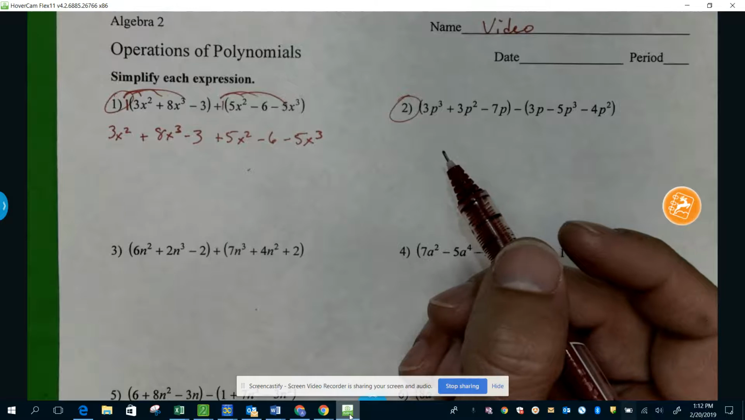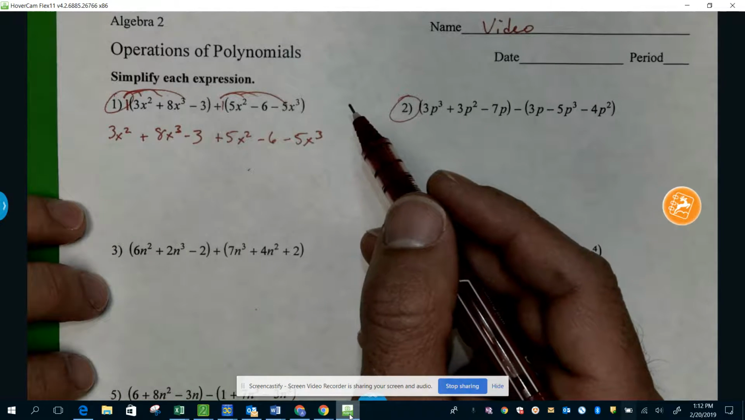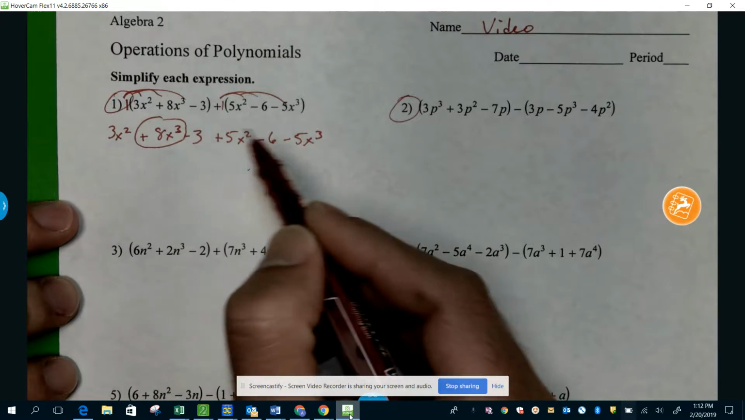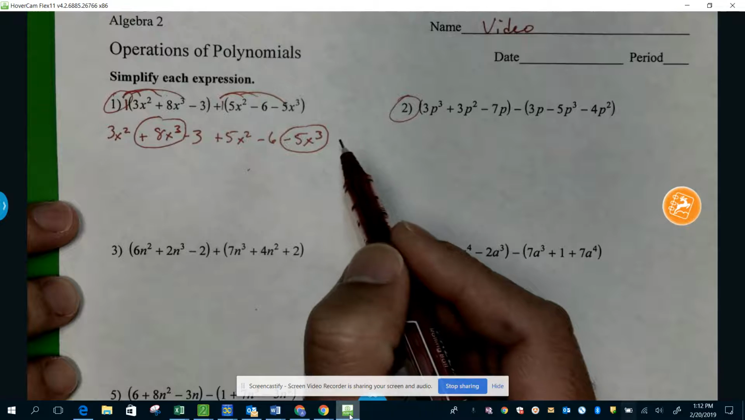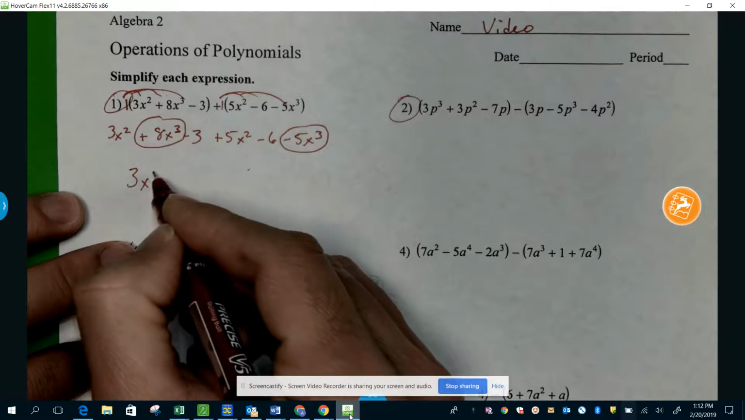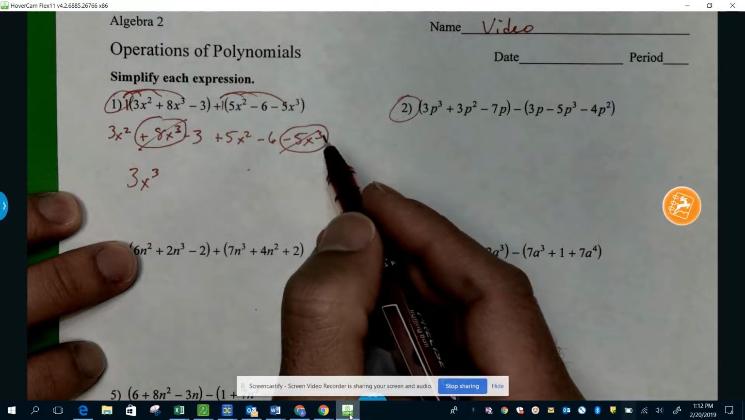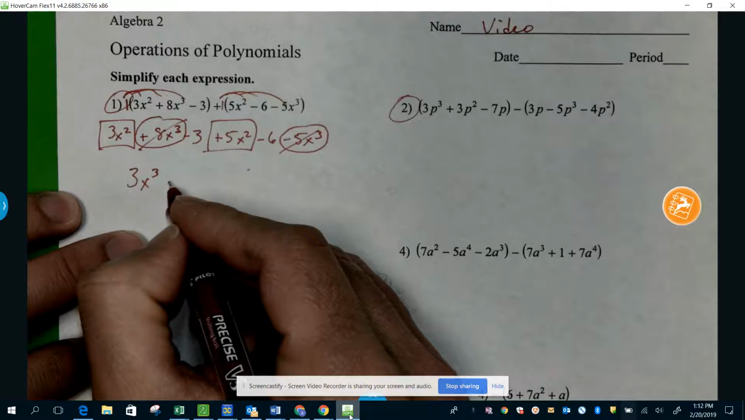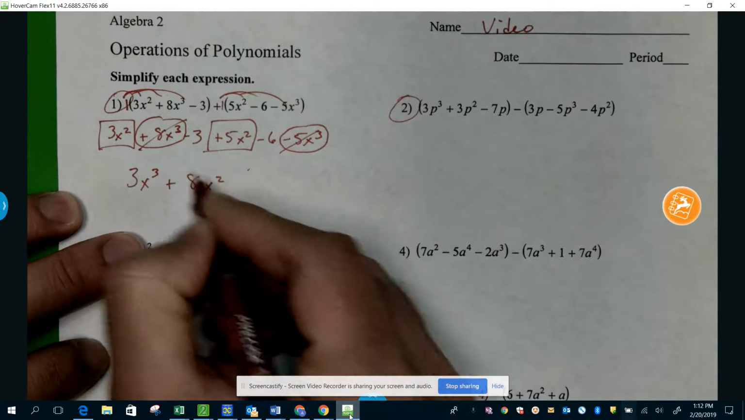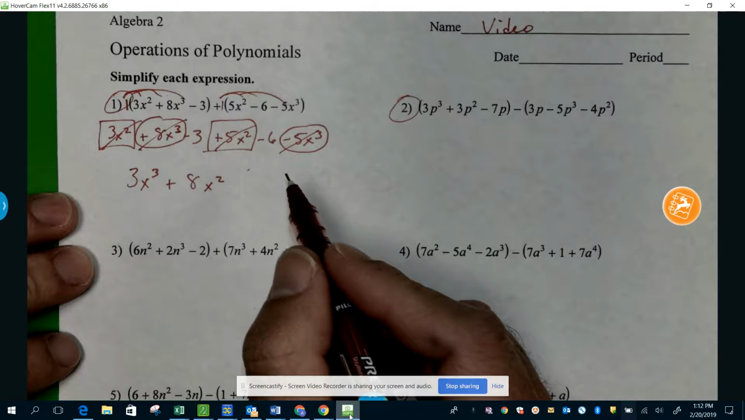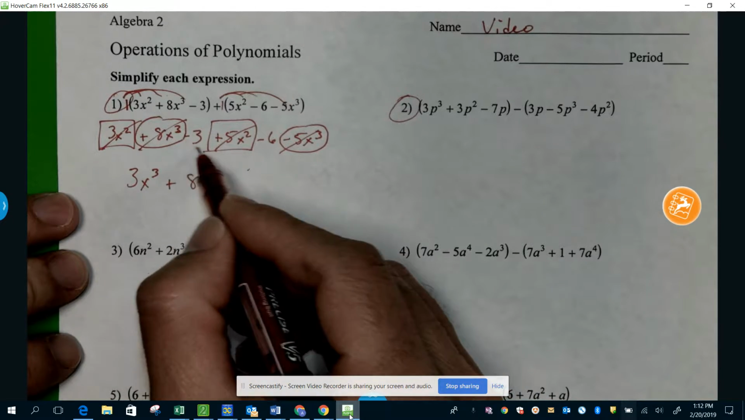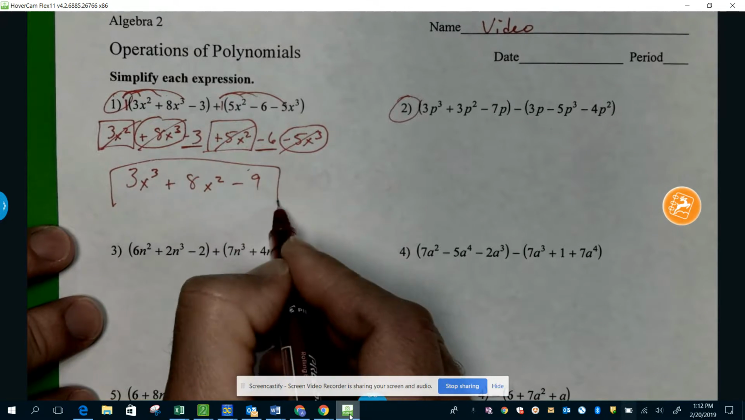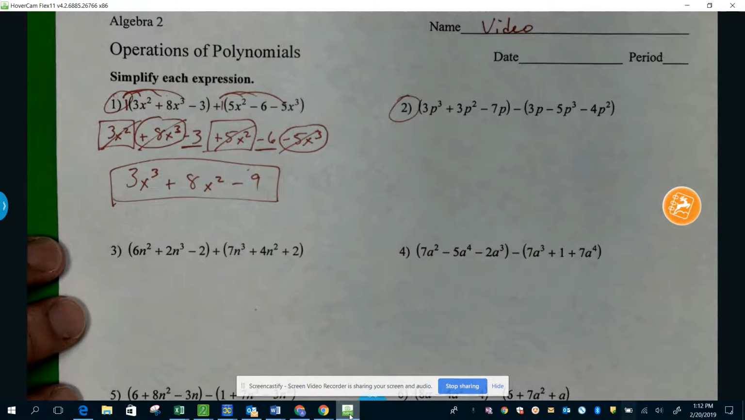So all you're doing is combining your like terms. We want to write these in standard form, which means the highest exponent goes in the front. So here I have 8x cubed minus 5x cubed. 8 minus 5, 3x cubed. And those are done. Now move on to the x squareds. I have 3x squareds plus 5x squareds. 3 plus 5, that's 8x squareds. Those are done. I don't have any x terms, so now my constants. I have a negative 3 minus 6 more, negative 9. So all you're doing in there is combining your like terms.